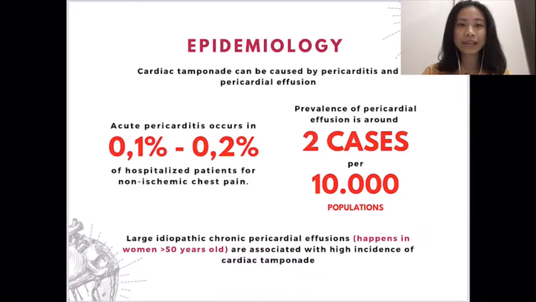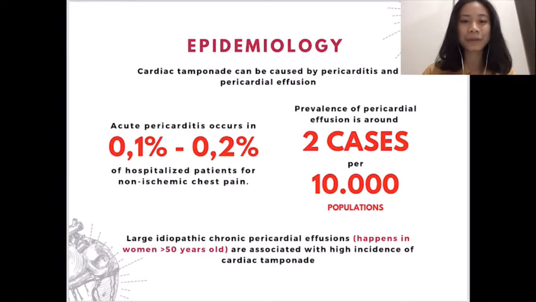My name is Anastasia Vaniatrixi Kusianto, student number 138. I will explain about the epidemiology of cardiac tamponade. Cardiac tamponade can be caused by pericarditis and pericardial effusion. Acute pericarditis occurs in 0.1 to 0.2% of hospitalized patients for non-ischemic chest pain. Other than that, the prevalence of pericardial effusion is around 2 cases per 10,000 population. Large idiopathic chronic pericardial effusions, which happen in women more than 50 years old, are associated with a high incidence of cardiac tamponade.